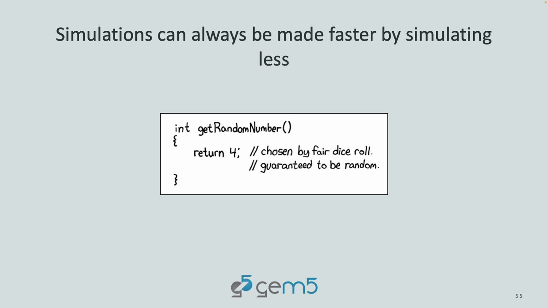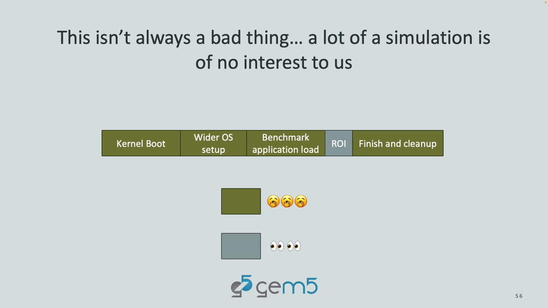This is an XKCD comic where the random number generator just returns 4, because why not? Honestly, that's kind of hard to argue with at first. Why do we have to simulate this if anything will do? Those are basic little tricks, and that isn't always a bad thing.